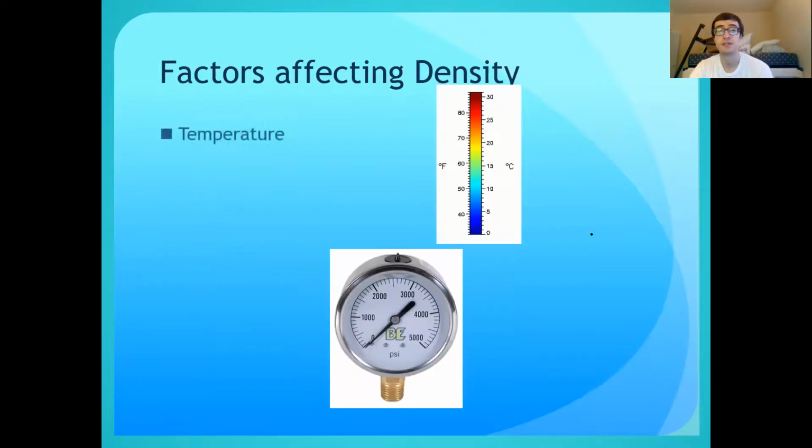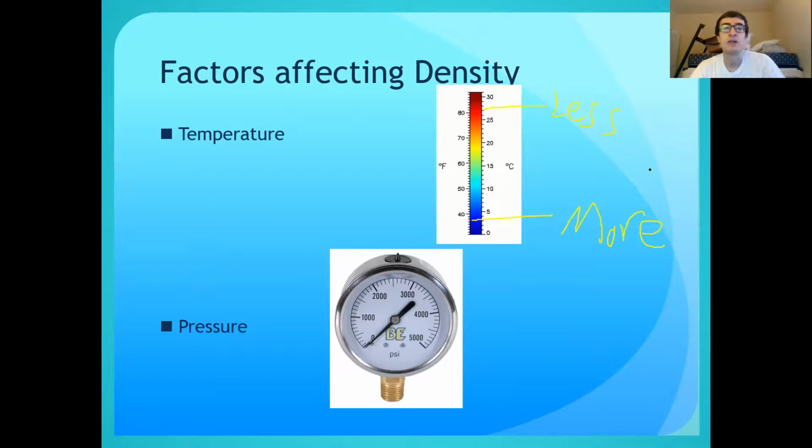So different factors can affect density. Like I mentioned with the gases, temperature is a big factor affecting density. The hotter temperature that something gets in general will make it less dense, and colder temperature tends to be more dense. This is especially true for gases, and is also true for most liquids, with water being a kind of weird exception.